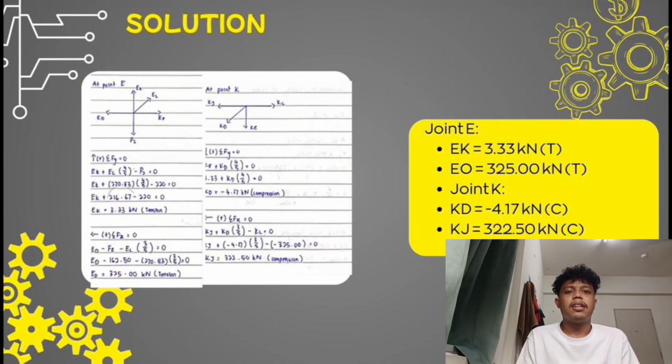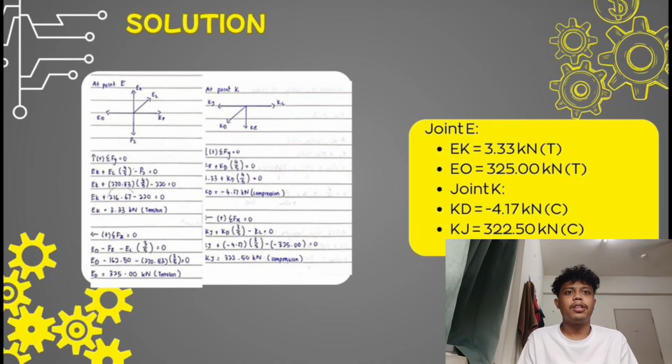And the next, leftward positive, Fx equals 0. Ed minus Fe minus El times 3/5 equals 0. Ed minus 162.5 minus 270.83 times 3/5 equals 0. Ed equals 325.00 kN, which means it is tension.